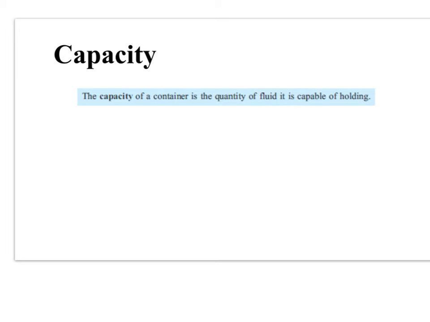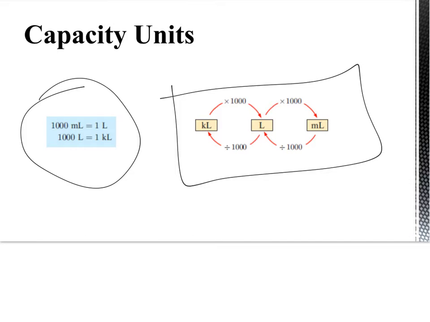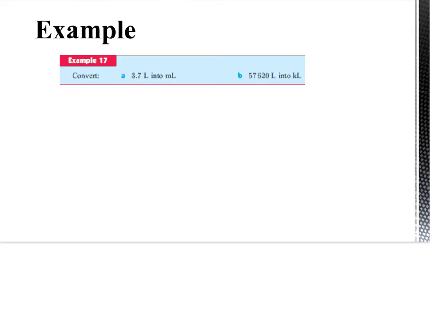Alright, so this is the last video for this chapter 14. We're going to look at capacity and density. The capacity of a container is the quantity of fluid it is capable of holding. Capacity units: 1,000 milliliters equals 1 liter, and 1,000 liters equals 1 kiloliter. It's very similar to anything else that we do with millimeters, centimeters, those kinds of things.